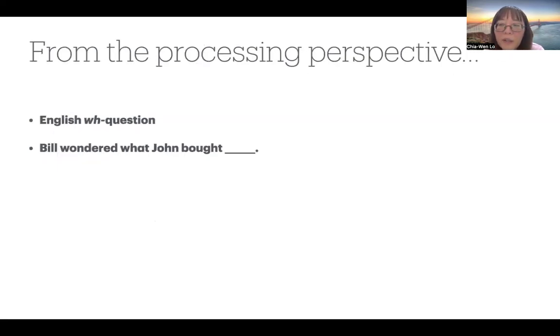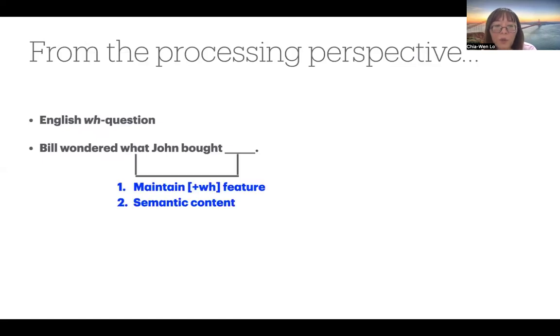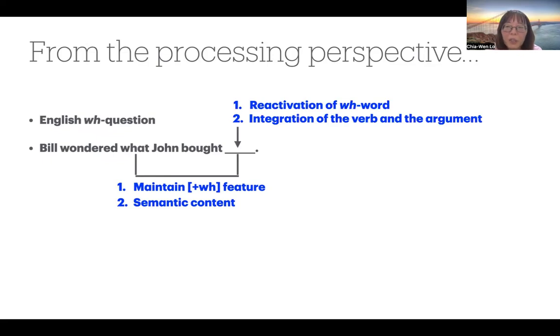And now let's talk more about how we actually process WH questions. In an English WH question, when we encounter the WH word "what," we need to maintain the WH feature in "what," and also the semantic content between "what" and the verb "bought" here. And when we encounter the gap, we need to reactivate the previous WH word we encountered, and then we need to do some integration between the verb and the argument.